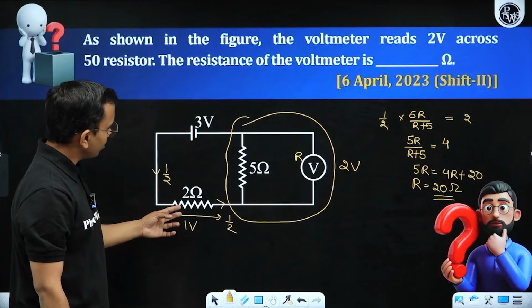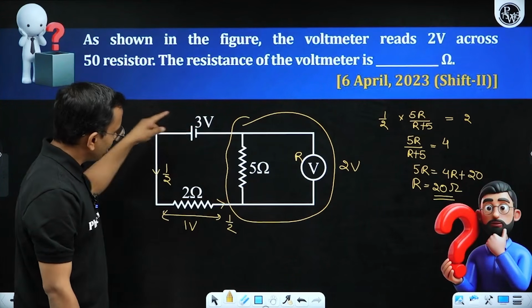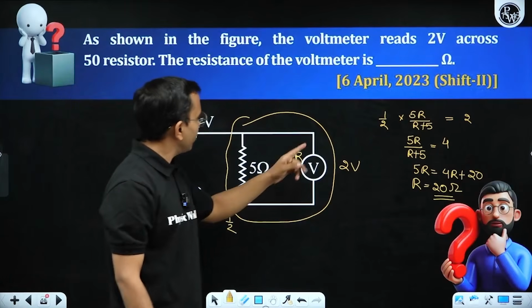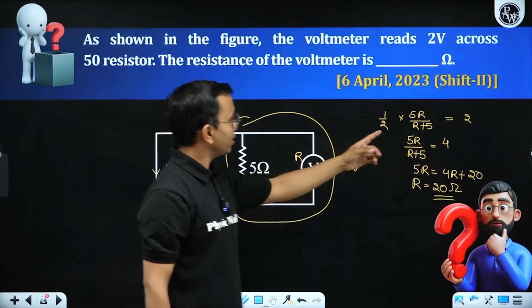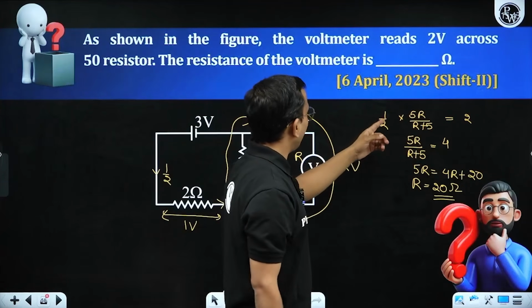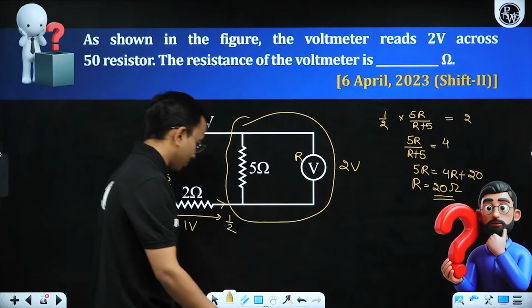This is 3 volt, so this is 1, that is 2. Current becomes 1 by 2. 1 by 2 into 5R divided by R plus 5, that is my 2. So 2 into 2, 4. Yes, that is 20. Perfect.